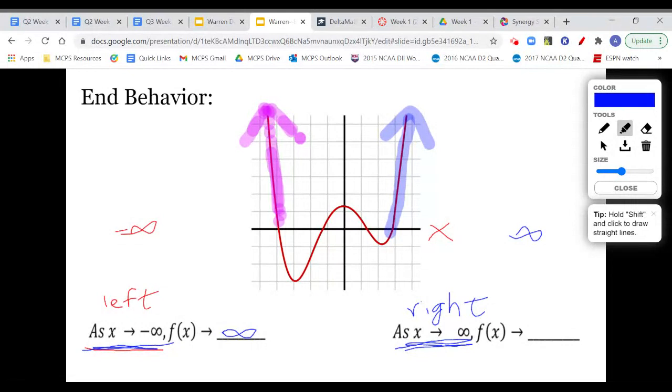This time, my function is also going up. Okay, so my function is going to increase infinitely on the right side, which means that my function is approaching infinity. So in this case, on both sides of my function, we're headed to infinity, because both of those arrows are pointed in the upward direction.